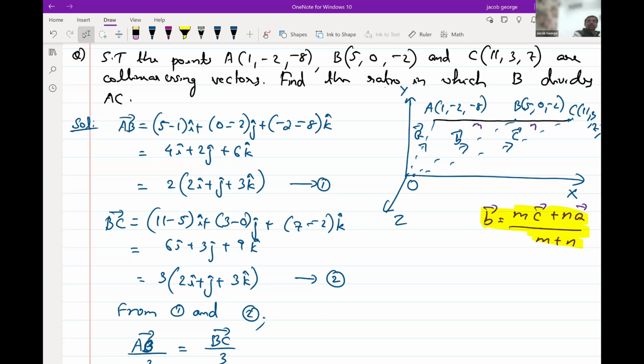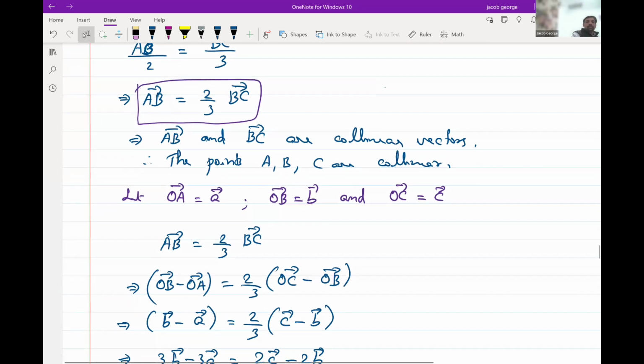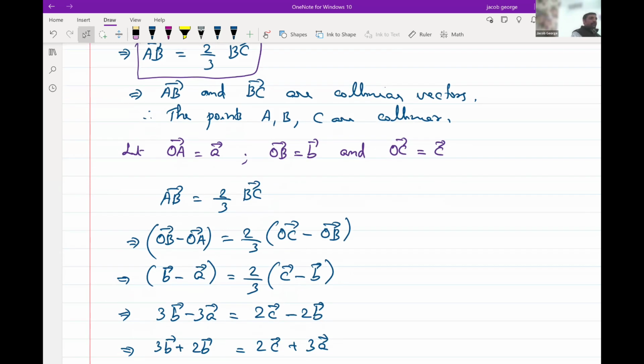For the ratio, I check that section formula. This is the section formula, you know. B vector is M into C vector plus N into A vector by M plus N. That same form we can easily derive from here. So how to derive? I took AB vector as OB vector minus OA vector, and BC vector is OC vector minus OB vector. Then I wrote B vector minus A vector is 2 by 3 times C vector minus B vector.